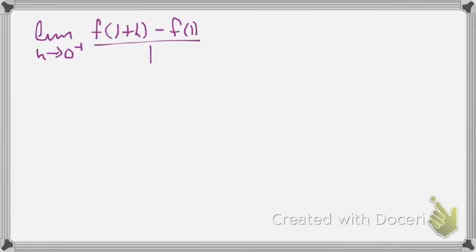We have to show the limit as h approaches 0 from the right exists or doesn't exist, right? And this would be f of 1 plus h minus f of 1 all over h, because it's x equals 1. We're at 1. Now, that's the limit as h approaches 0 from the right.